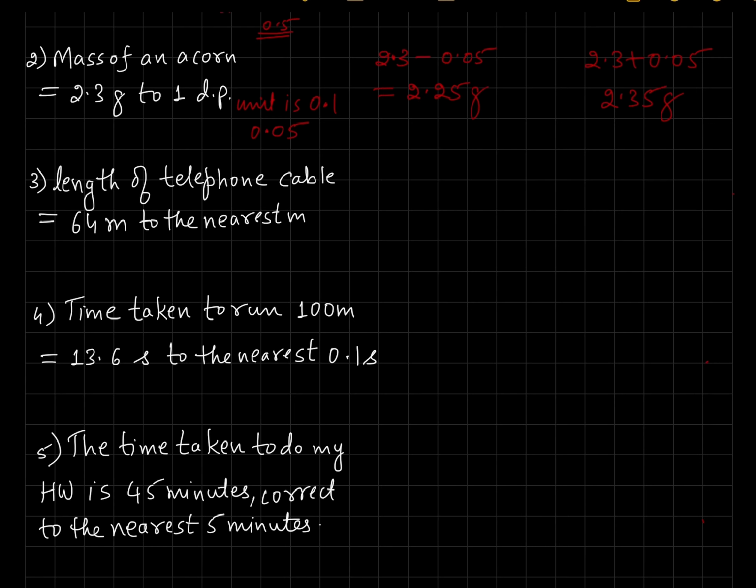The length of the telephone cable is 64 meters to the nearest meter. Nearest meter means the unit is what here? The unit is 1. Half of 1 is simply 0.5. So we have to find the lower bound. For the lower bound, I will subtract 64 minus 0.5, which is 63.5 meters. And for the upper bound, 64 plus 0.5, which is 64.5 meters.